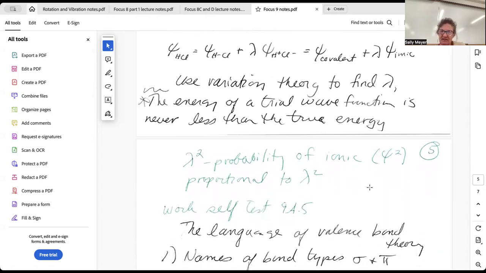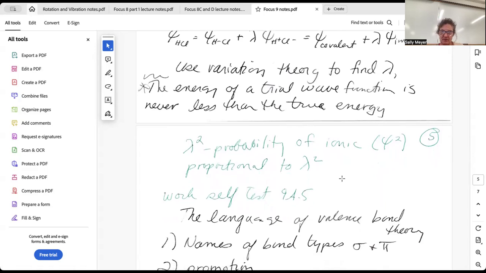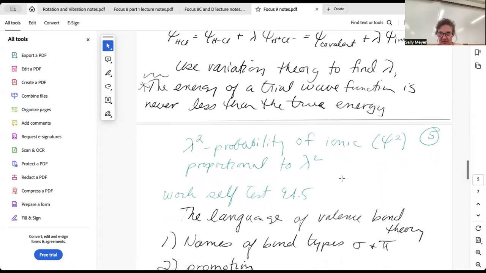And so because the wave function squared is the probability, that means that the lambda squared gives you the probability of the ionic nature. So it gives you the proportion of the ionic nature. Self-test 9A.5. Stop and work that one.